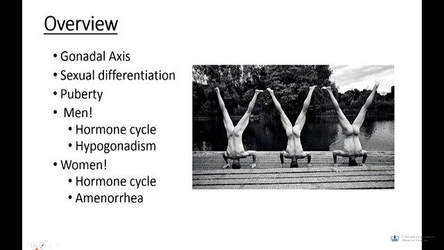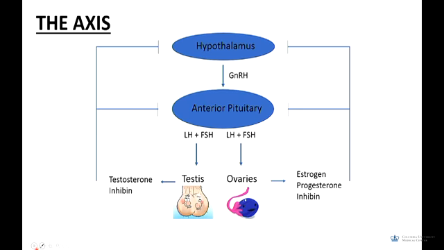So we'll be talking about the gonadal axis, sexual differentiation, puberty in men and women. And so this we should all be pretty familiar with by now. It's the hypothalamic pituitary gonadal axis. And we'll start off with the hypothalamus here. The hypothalamus releases GnRH in a pulsatile fashion and acts on the anterior pituitary. That then releases LH and FSH.